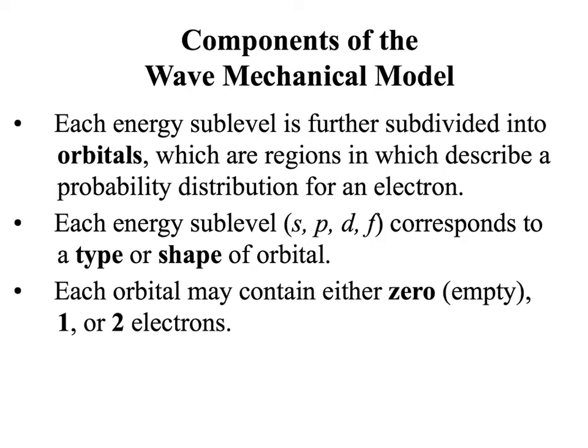Alright, so when we talk about orbitals, we're talking about those sublevel energies, so the S, P, D, and F. And these each have a very specific type and shape to them. Each orbital can contain 2 electrons. So we say it's either 0 electrons, empty, 1, so it's half filled, or 2 electrons, it's filled.